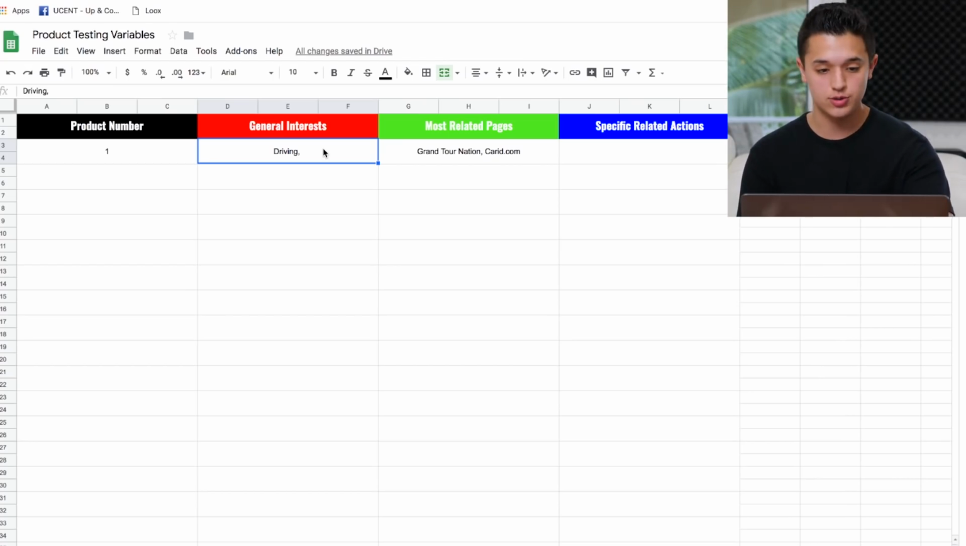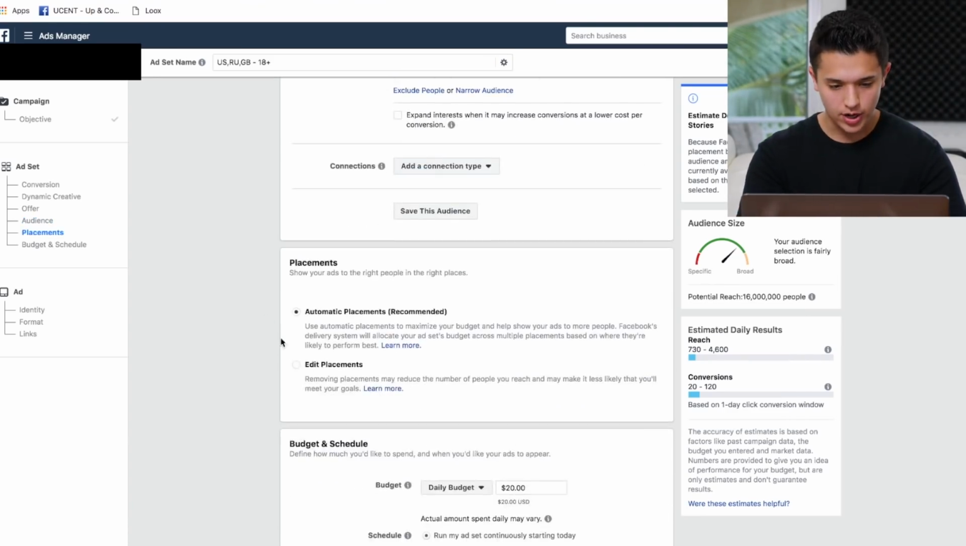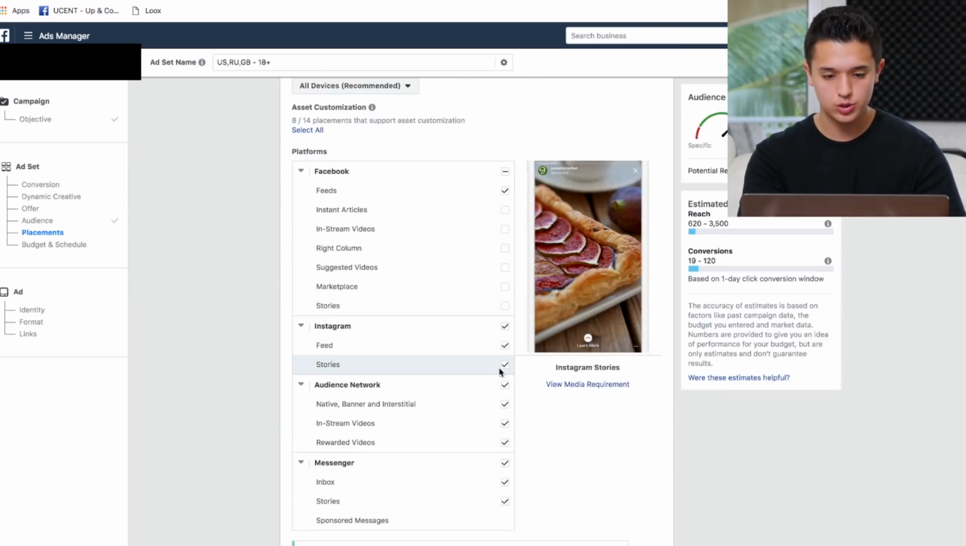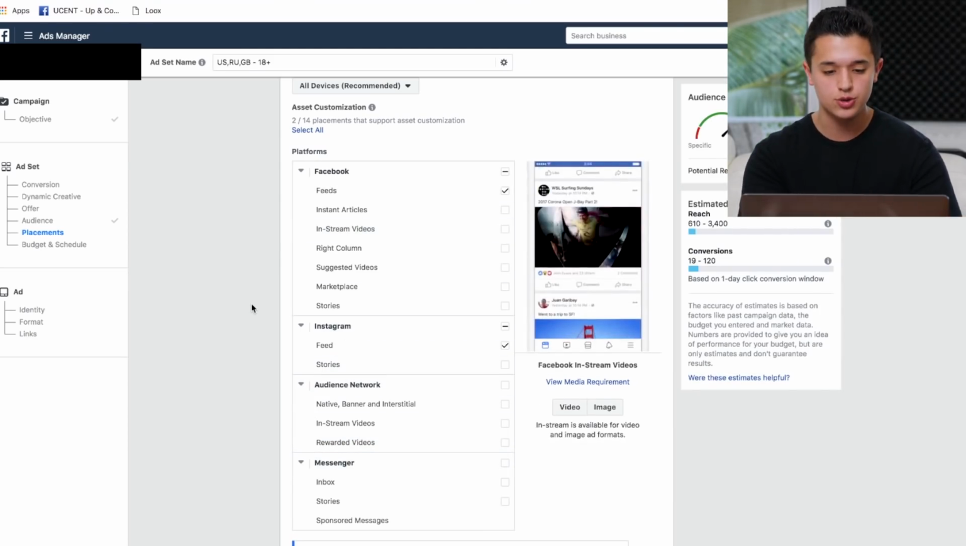So first off, we're just gonna do the general interests. I would put 1 is driving. So the first one we put in there is driving. This fly is getting to me. We're gonna edit the placements. For me, I just always like to use feeds. Makes things a lot more simple from the start. I don't use the other ones except for maybe some retargeting tactics that we'll be getting into.